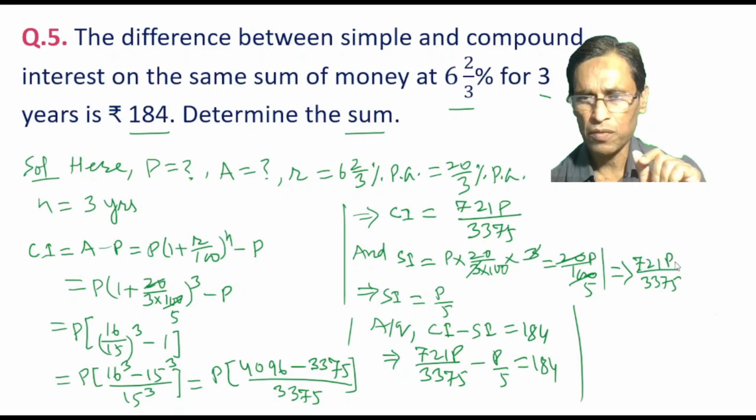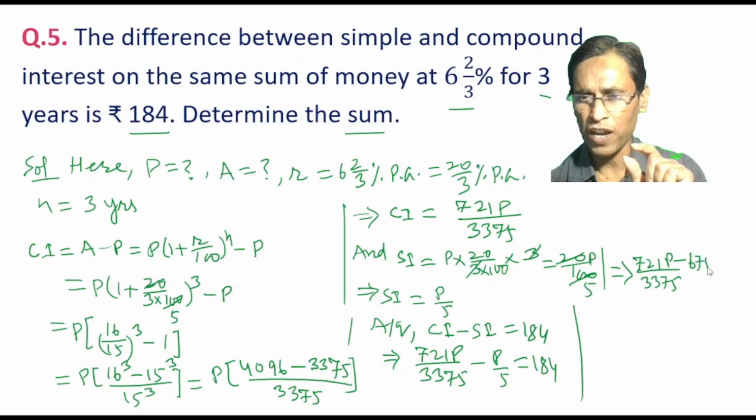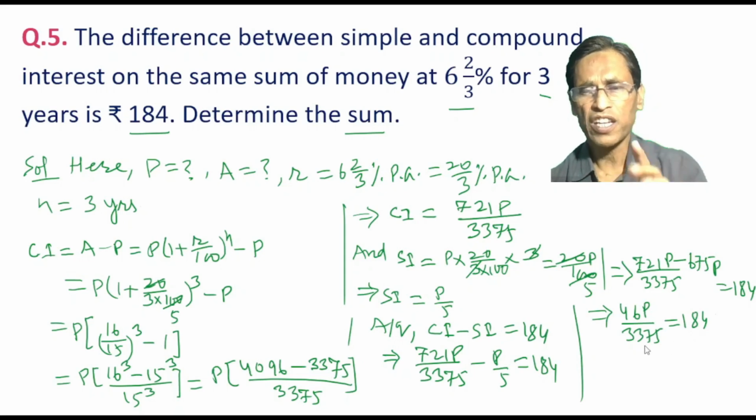721P minus 5, divides 3375 in 675, and so the product of 675 with P gives 675P. And now the RHS will be 184. By simplifying the LHS part, we have 46P by 3375. In the RHS, 184. Now this is an equation in P, so we will solve it for P.